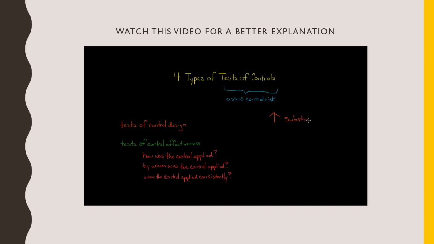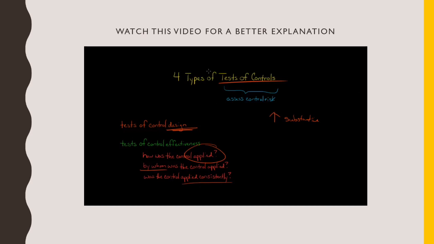And when you're looking at these controls and you're testing the controls, you can look at the control design. Was the control designed well? If it were to be implemented, would it actually work? And then you can also look at the effectiveness of the control. The control might have been designed really well, but if no one is applying the control, if the wrong person is applying the control, or if the control isn't being applied consistently, then it's not going to be effective.